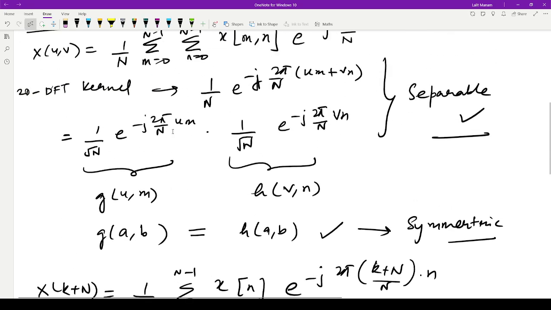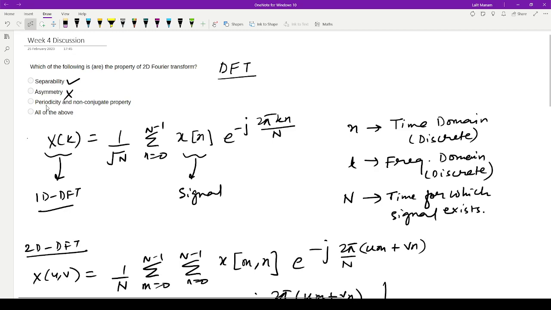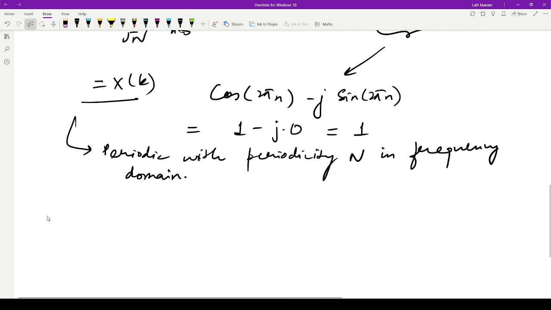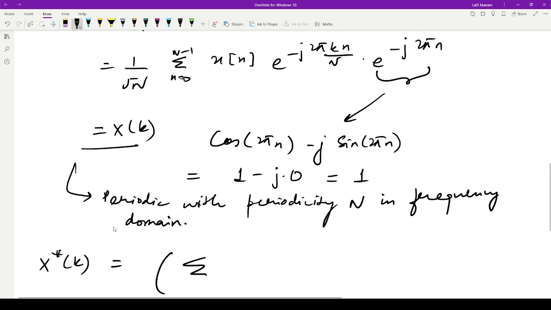Okay, given that this is there, the periodicity part is fine. Non-conjugate property. What is non-conjugation? So let's try conjugating this. Conjugate means complex conjugate here. So what is our specific equation?